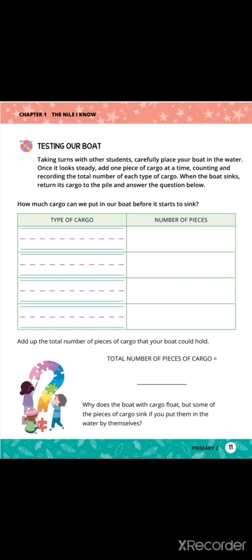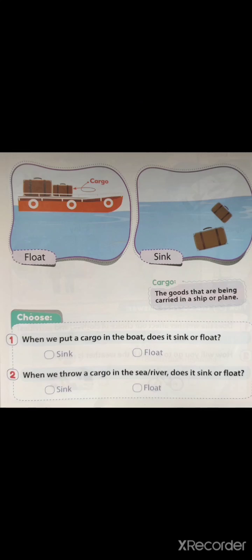Okay, what's the meaning of cargo? It's the goods that are being carried in a ship or a plane. Now let's see this exercise. The first picture is for floating. The cargo is on the boat and it's floating. The second picture is for the cargo inside the water and it's sinking. Under is the definition of cargo. It's the goods that are being carried in a ship or plane.